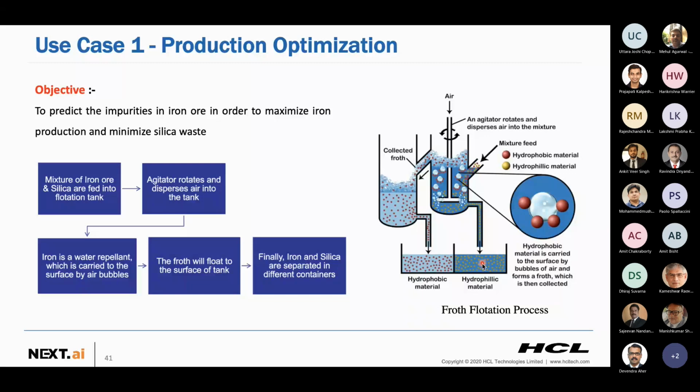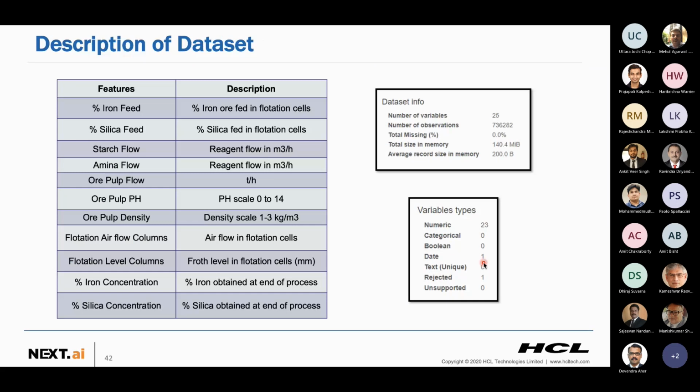The objective is to predict how much silica is getting separated from the froth flotation process. This is the description of the data set that we had. We had features like percentage iron feed and percentage silica feed. All these are the inputs, and the last one, percentage silica concentrate, is the one we are targeting to predict from the ML model.